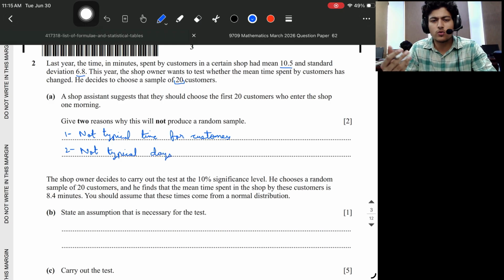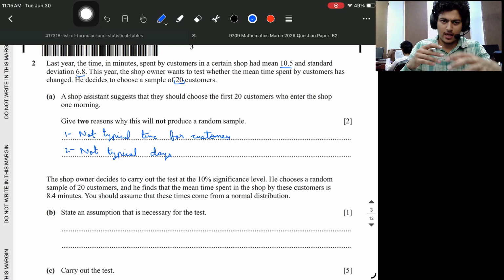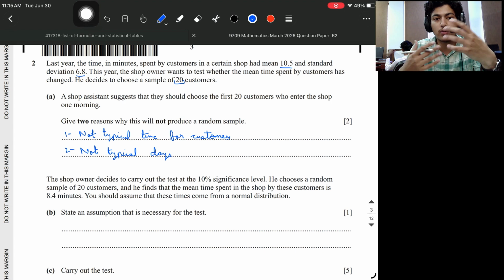Other reasons could have been given as well. It's not necessary that you write this specific answer. There could be multiple answers to this question.